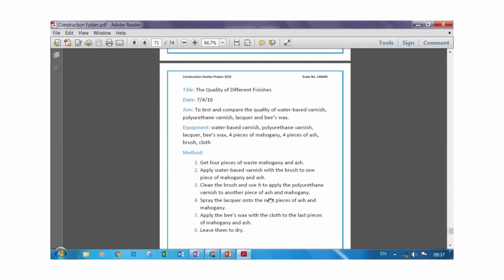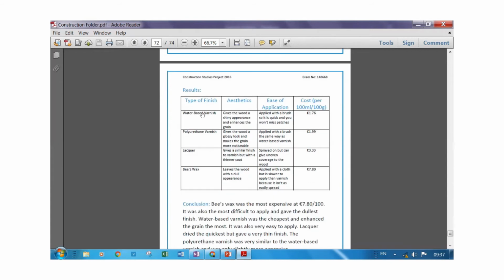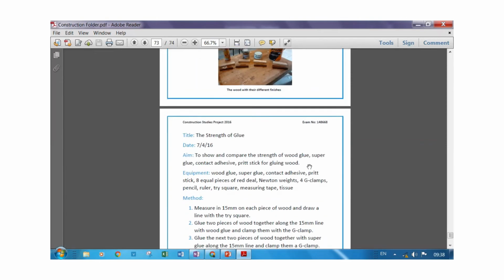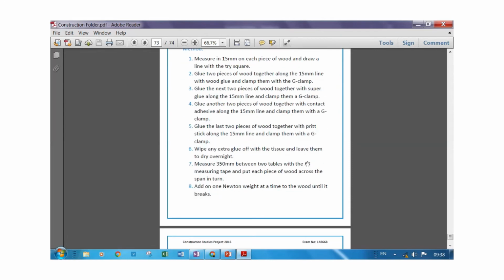Now, next thing then, this here is another furniture one. So what it is, check the quality of different finishes. Okay, fairly straightforward experiment here. And basically what we have here, a table looking at results here: type of finish, then aesthetics, ease of application, and cost. Okay, and then what you do, conclusion then. And look, experiment here showing the pieces of wood with the finishes on them. Okay, and basically what you're looking at is different types of finishes here.